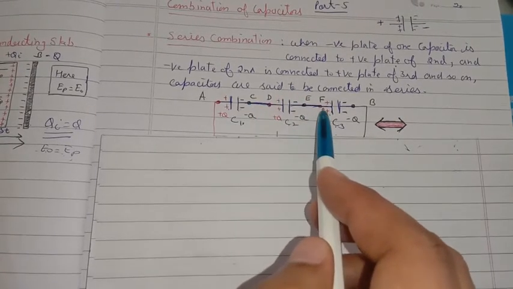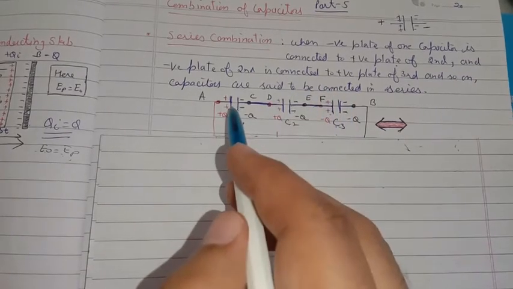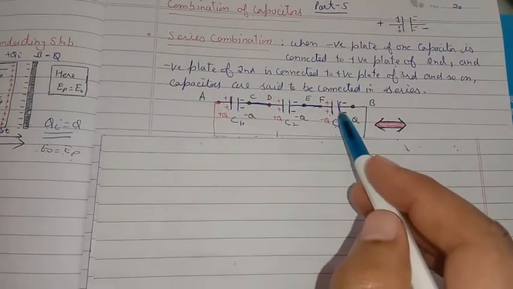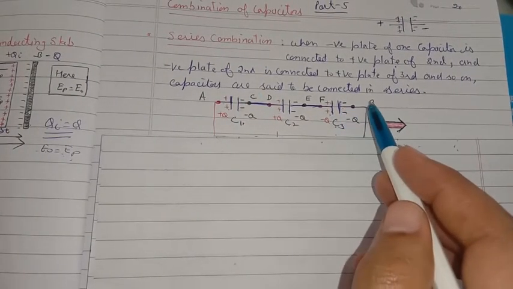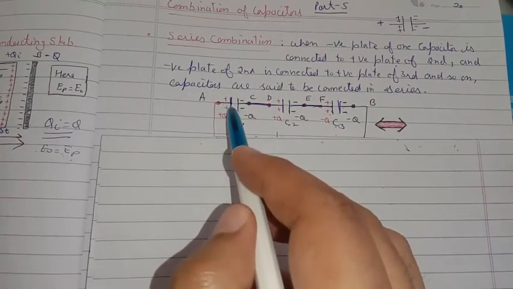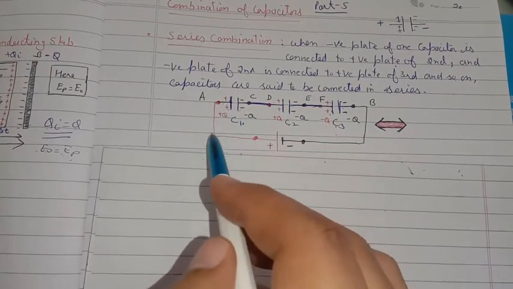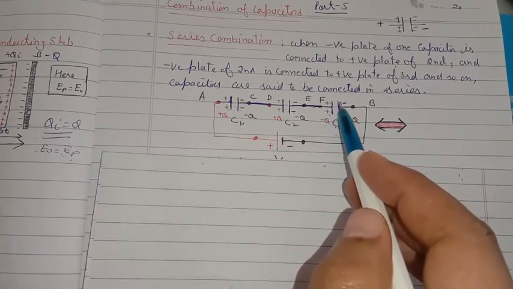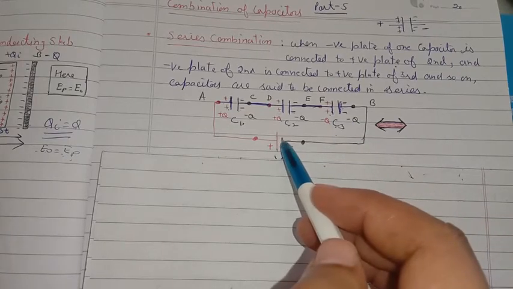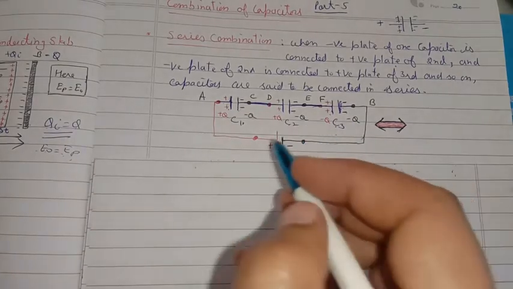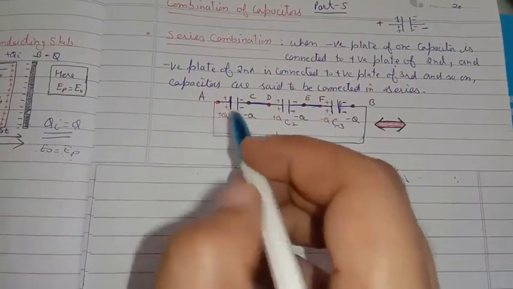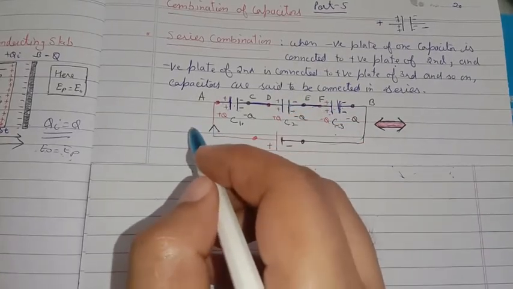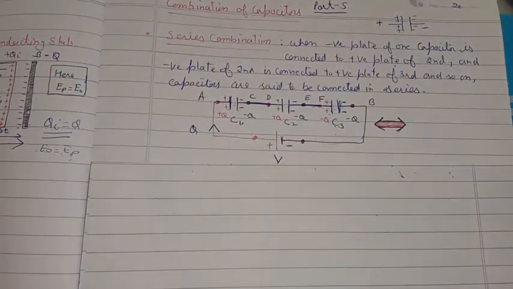So in this way, all the capacitors are connected to each other, with the first terminal of the first capacitor and the last terminal of the last capacitor remaining free. The positive terminal of capacitor A is connected to the positive terminal of the battery, and the negative terminal of the last capacitor is connected with the negative terminal of the battery. As soon as the circuit is connected, because earlier these capacitors were totally empty, the battery will immediately start transferring the charge Q towards the capacitors.